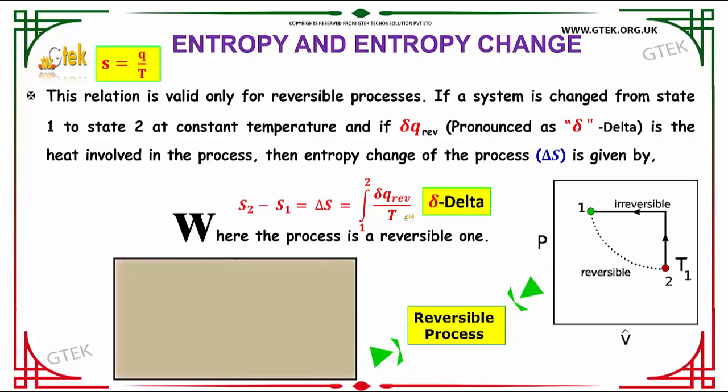If a system is changed from state 1 to state 2 at a constant temperature, and if delta Q reverse is the heat involved in the process, then the entropy change of the process, delta S, is given by S2 minus S1, which is equal to delta Q reverse divided by T. So here the process is a reversible process. So from 1 to 2, it can be 2 to 1 once again.